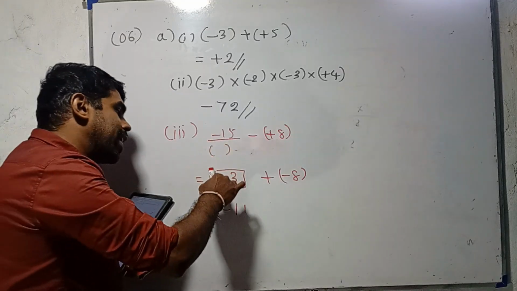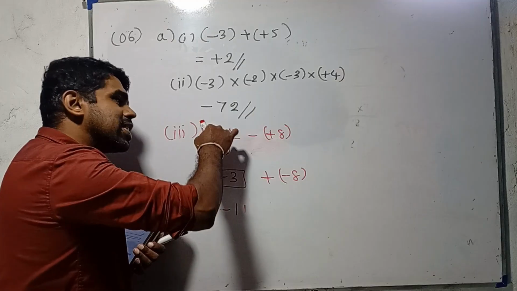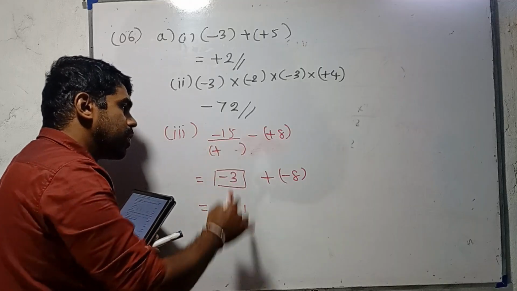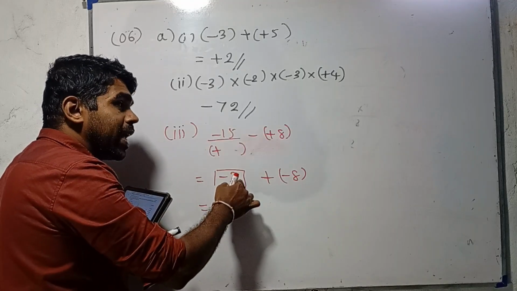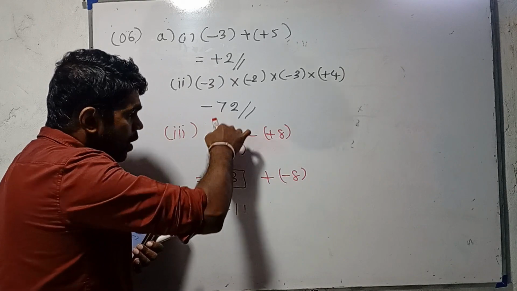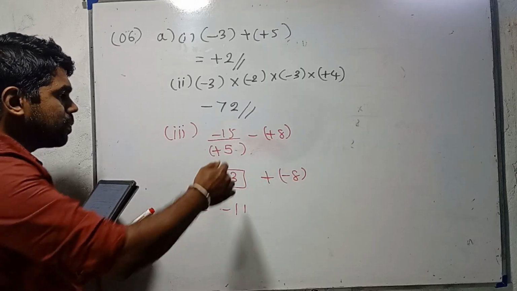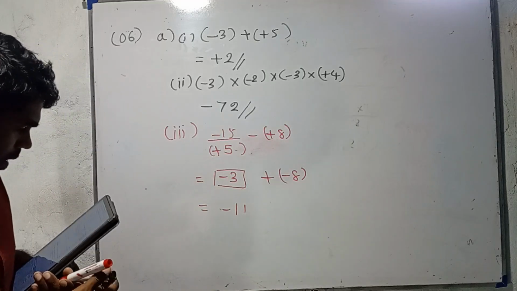We can obtain a minus value by dividing minus and plus. Therefore, this answer should be a plus value. 15, we can obtain 3 by dividing 15 by 5. Then plus 5 is the answer for this blank space.